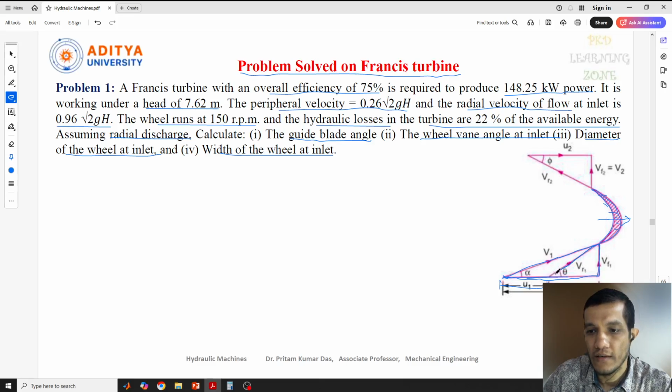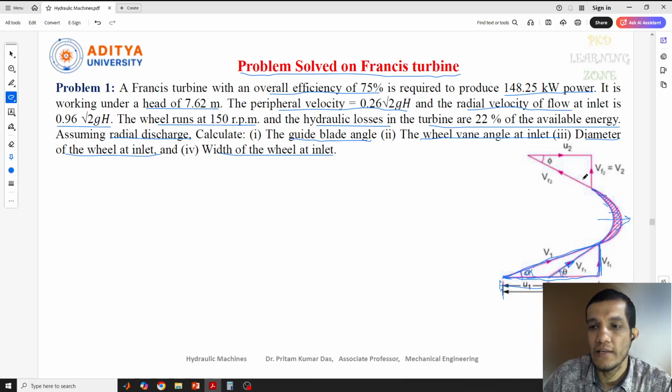These are the things we have already discussed in our previous lectures, like when the absolute velocity makes an angle alpha with the velocity of the wheel. And this is our relative velocity Vr1, which makes an angle theta with respect to the blade velocity. And this is Vf1, the flow velocity, or we can say the vertical component of V1. Similarly, Vw1 is the horizontal component of V1.